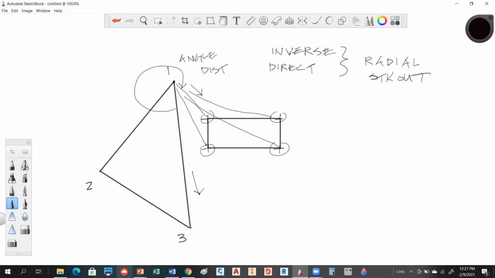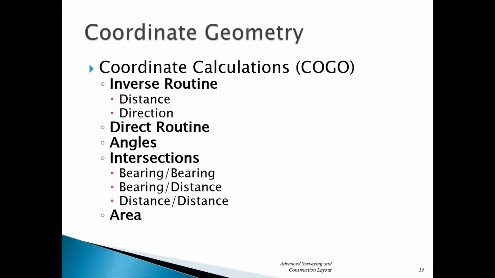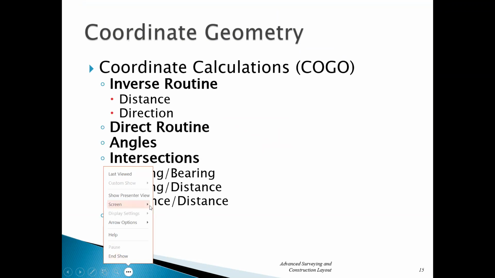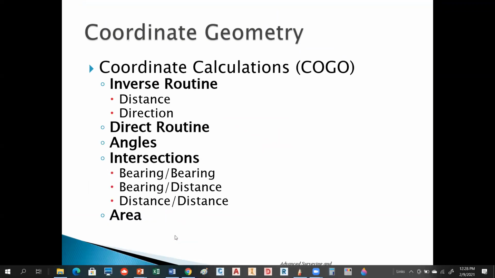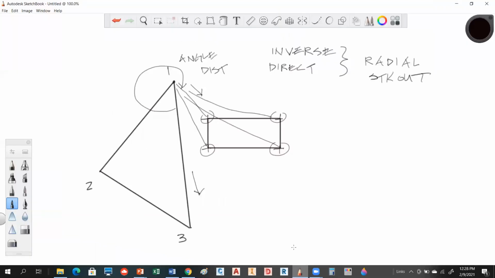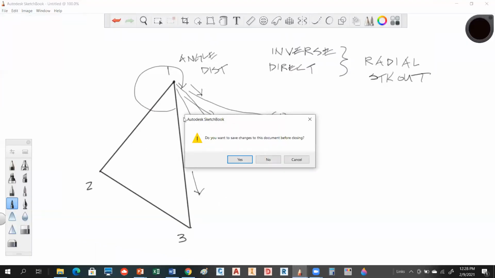Let's go back to the PowerPoint. So what we just talked about was inverse routines, direct routines, and angles. So these things called intersections are really interesting because what they allow you to do is calculate coordinates of points that you actually cannot occupy. As I think I mentioned the other day, like the top of a radio tower, you're typically not going to set up on the top of that, but you might need the coordinates of the center of that. So I'm going to show you a way you can do that using these concepts that we just talked about. So again, I'll draw a little diagram here.